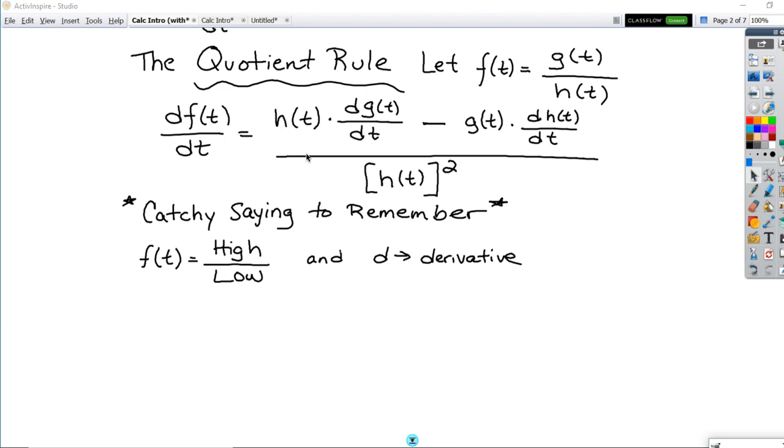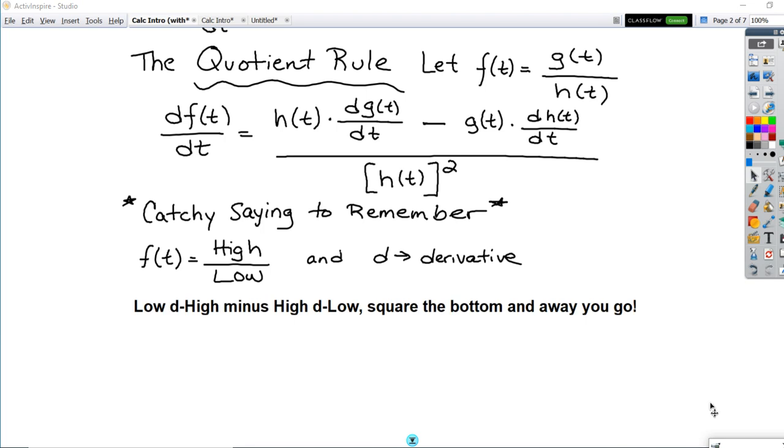So here's a catchy saying to help you remember this rule. Let g be the high function because it's up top, and let h be the low function because it's on the bottom. And whenever we see the letter d, that just stands for derivative. So the saying goes: low d high minus high d low, square the bottom, and away you go.